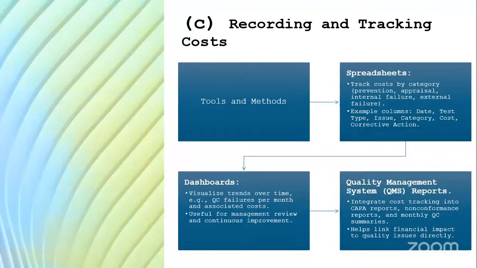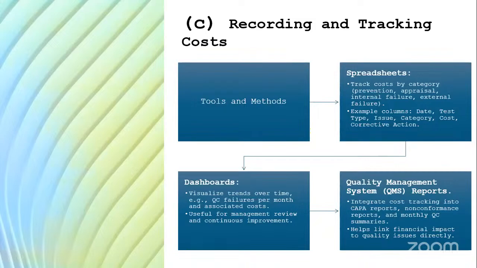Then C, you record and track the costs. These are tools and methods that can be used: use spreadsheets to track costs by category. When I talk of category, I'm talking of preventive costs, appraisal costs, internal failure, external failure. For example, you can come up with a spreadsheet that has the date, the test type, the issue category, the cost, and corrective action as such.